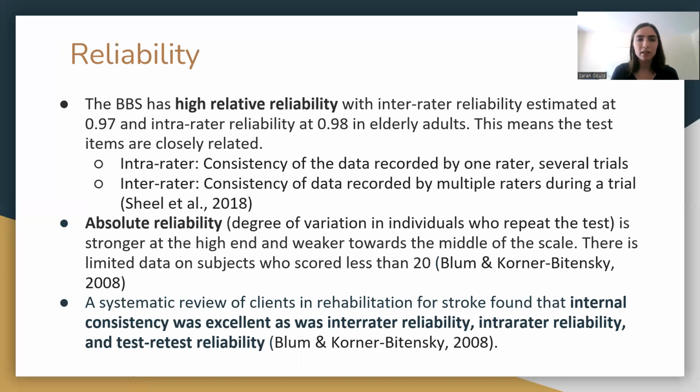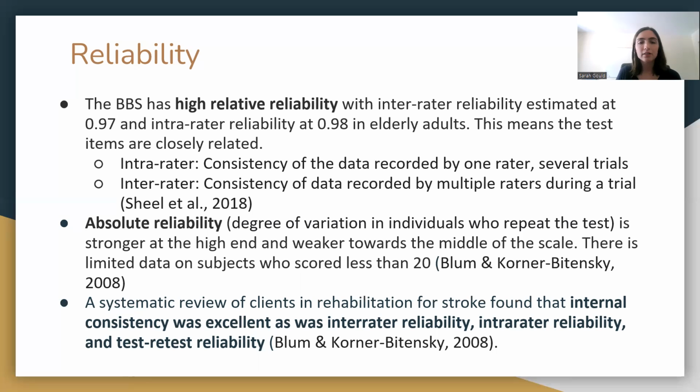So in terms of reliability, the assessment is pretty reliable. It has high relative reliability, high inter-rater reliability, and intra-rater reliability in elderly adults. This basically means that the test items have been found to be closely related to one another. Intra-rater means the consistency of the data recorded by one rater over several trials. And then inter-rater measures the consistency of the data recorded by multiple raters over several trials or over one trial.